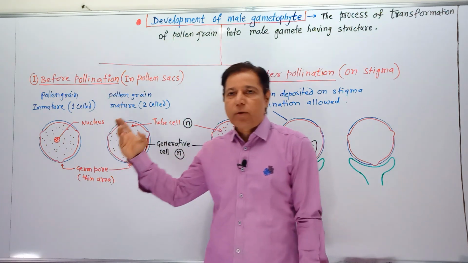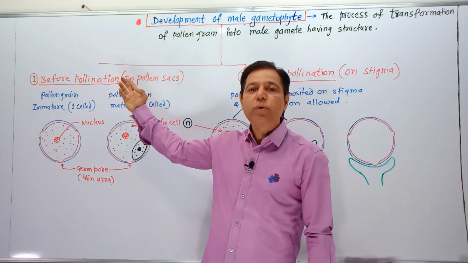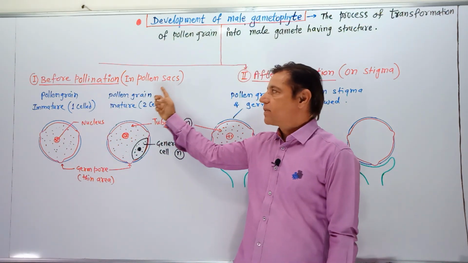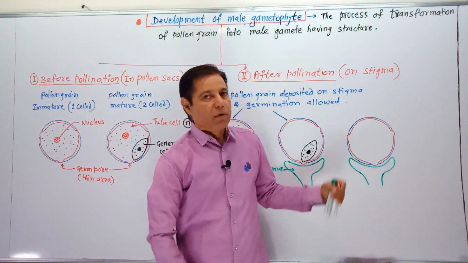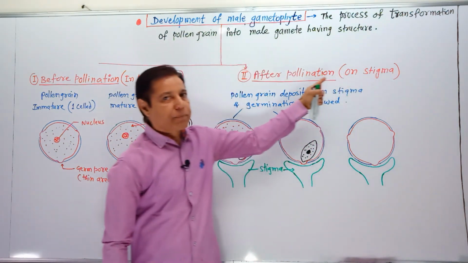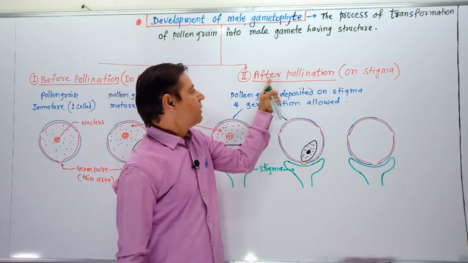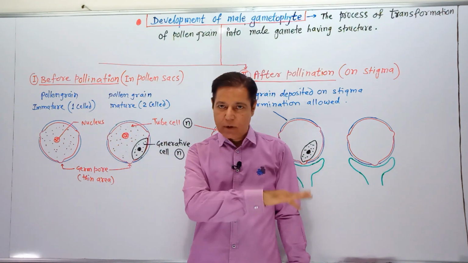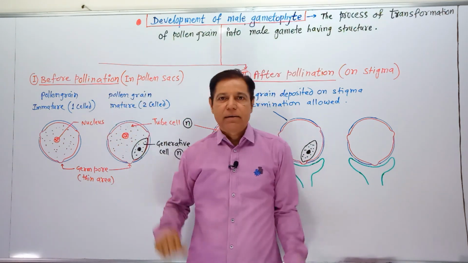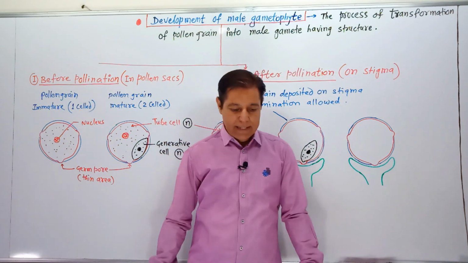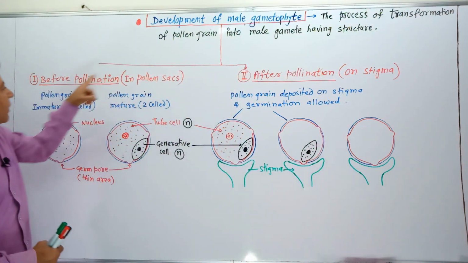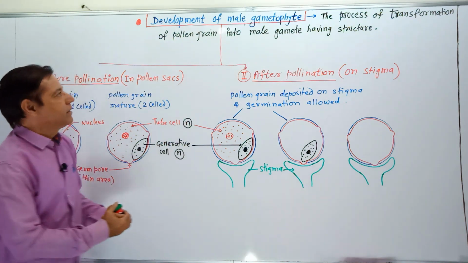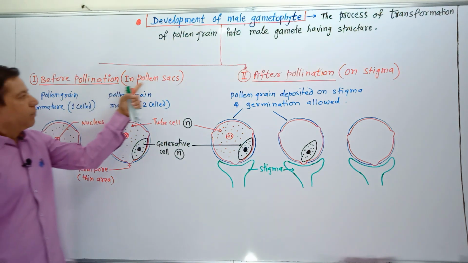But the process completes at two sites, at two places. First, in pollen sacs, before pollination, and second, on the stigma of the pistil or carpel, after pollination. So the process occurs before pollination and after pollination: in pollen sacs, and on the stigma. Now, the first step of male gametophyte development is before pollination, in pollen sacs.